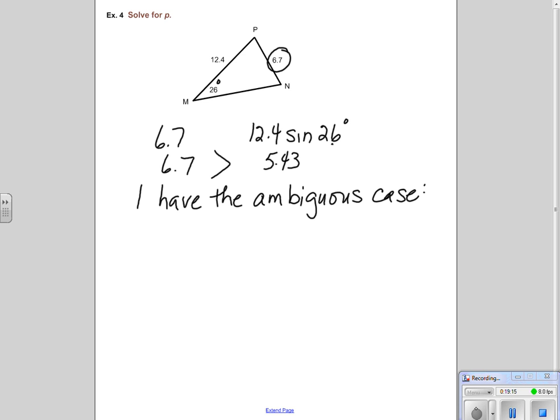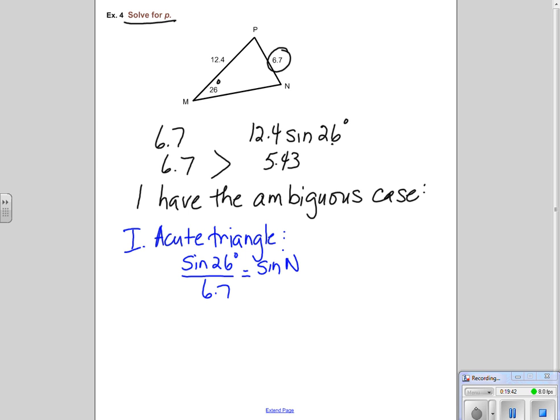And we need to find both of them if you're asked to solve for p. There are two possible values for p. So solution number one. I am going to solve an acute triangle. I'm going to take my calculator's value, face value, and solve. Here we are, sine 26 over 6.7 equals sine n over 12.4, sine p over little p. And it's little p that I want to find eventually. For this particular problem, n is going to be an acute angle. When we do the second solution, I will think about the other n, which is the obtuse angle.